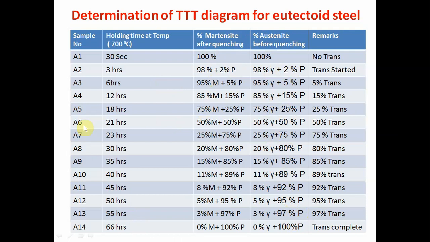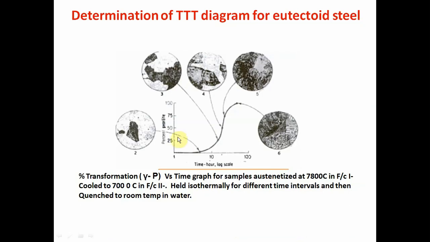So in the case of the A6 sample, 50% austenite is transformed into 50% martensite because of water quenching. So 50% transformation has occurred, and after holding the specimen for 66 hours, the transformation is completed. So this S-shaped curve indicates how much percentage of pearlite is transformed. As the time period increases, the transformation to pearlite completes.